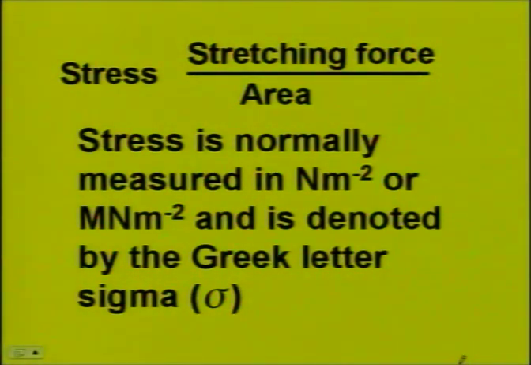Okay, that MN per meter square is simply meganewton per meter square. Okay, it is meganewton per meter square. And the symbol for that stress would be a Greek letter, which is a sigma.